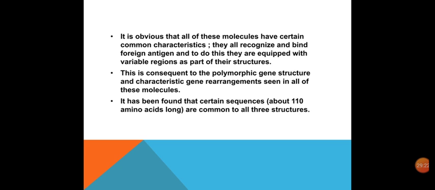It is obvious that all of these molecules have certain common characteristics. They all recognize and bind foreign antigen, and to do this, they are equipped with variable regions as part of their structures. This is consequent to the polymorphic gene structure and characteristic gene rearrangements seen in all of these molecules. It has been found that certain sequences about 110 amino acids long are common to all three structures.